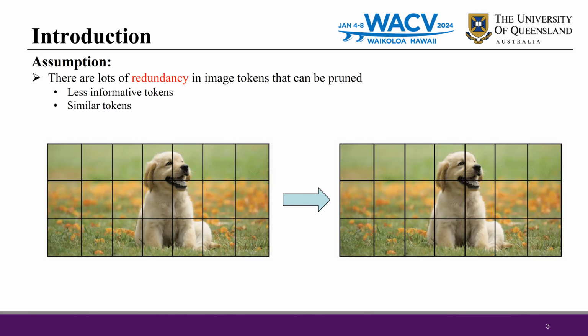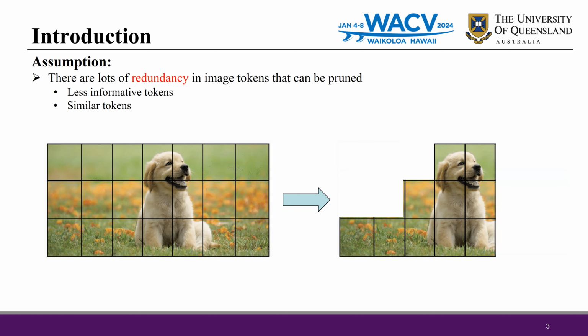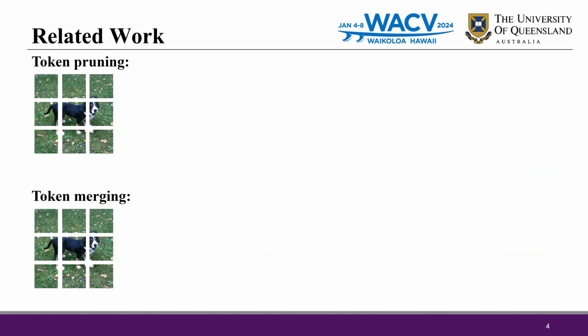There have been lots of efforts made to resolve the heavy computational burden of ViTs. Some of them notice the redundancy issue in the image tokens. That is to say, not all the image tokens are necessary for the final prediction. There could be some less informative tokens or similar tokens that can be removed during the inference stage without significantly sacrificing the performance. In general, there are two kinds of solutions to gradually reduce the number of tokens in the self-attention computation as the ViT layer goes deep.